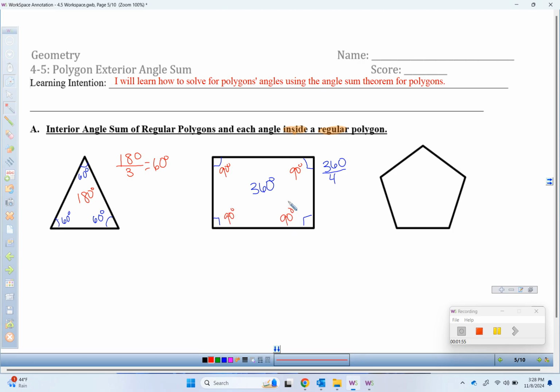And then over here we have a pentagon. And whether you look at your chart from last time, or if you take the method we learned, times 180, you will learn that a pentagon is 540 degrees. And if it is regular, you can find each individual angle simply by taking it divided by 5. And you would come up with angles of 108 degrees.